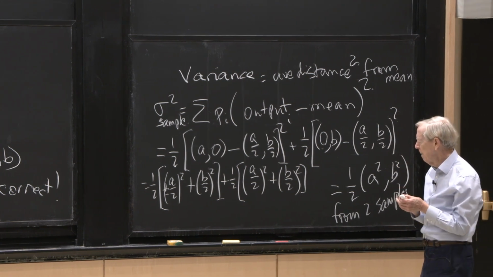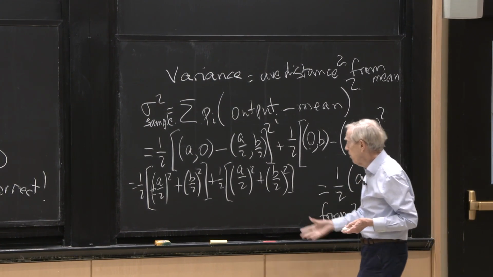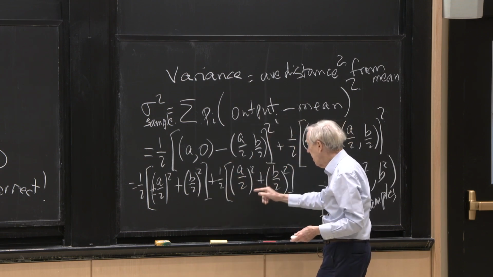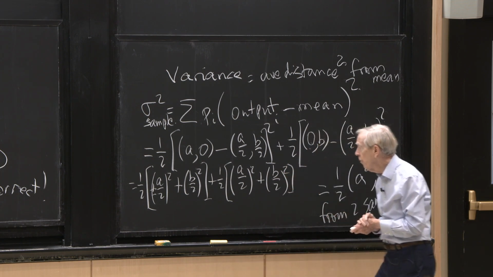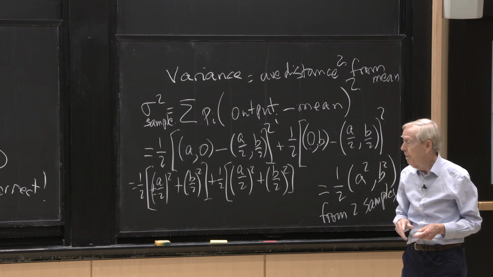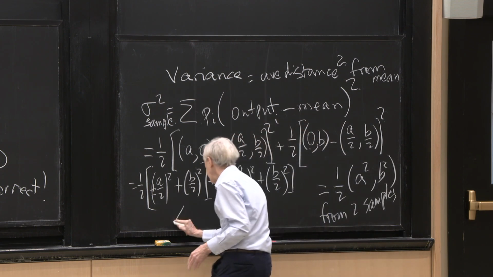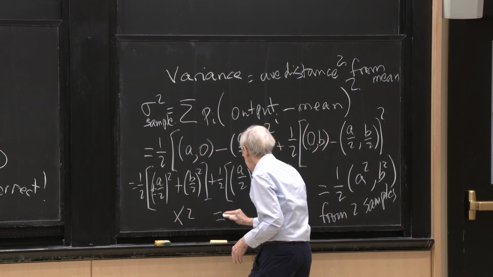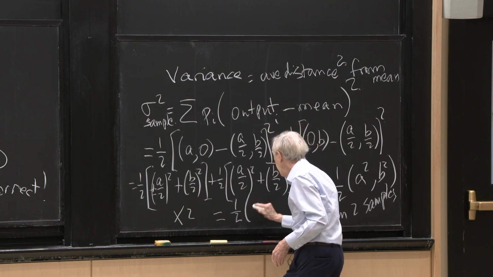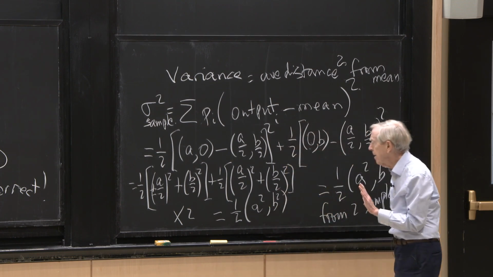Forgive me for this simple computation, but just to practice. So what have I got? I've got a half of that and half of that, so that adds up to a squared over 4 plus b squared over 4. But then I'm doing 2 samples, so I have to multiply by the number of samples. So times 2 for 2 samples. It was 1/4, but now it'll be a half of a squared plus b squared.